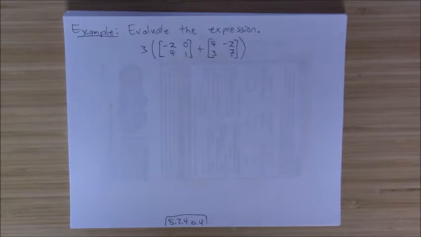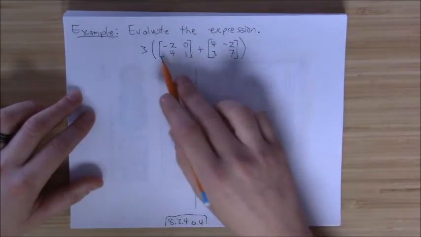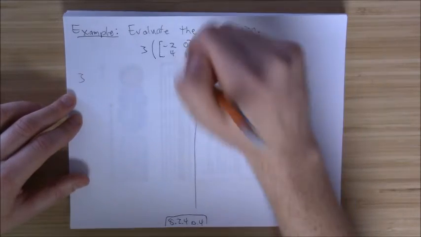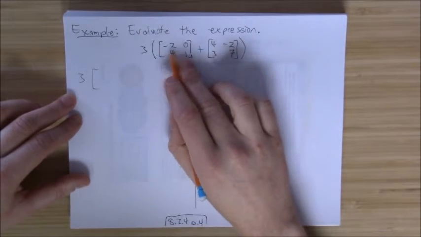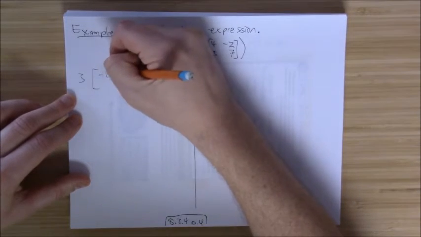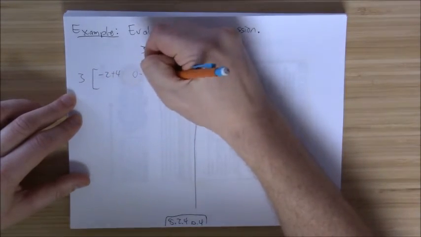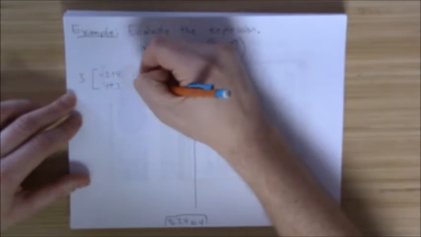Let's do another example, this time using the distributive property. Let's go ahead and evaluate the following expression. And here I'm going to do this in 2 different ways just so we can make sure that this actually gives us what we think it should give us. Here, if we just evaluate it like normal, we would have 3 times, if we do the addition first, we have negative 2 plus 4, 0 minus 2, 4 plus 3, and 1 plus 7.